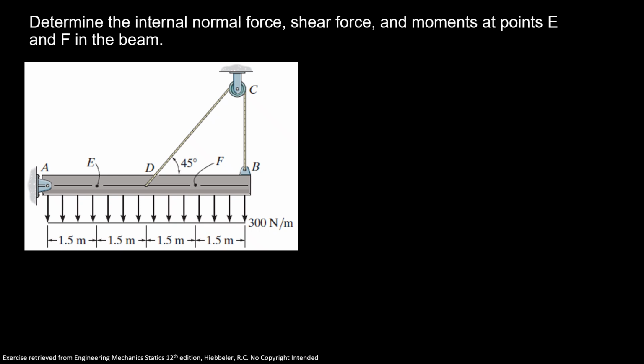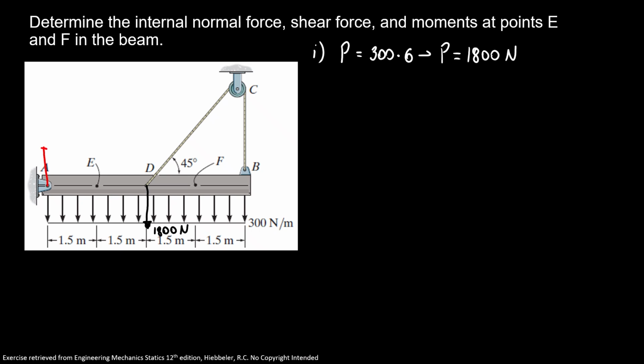Determine the internal normal force, shear force and moment at points E and F in the beam. First, we're going to start by finding the equivalent load for the 300 newtons per meter. So P is equal to 300 times 6. Here P is equal to 1800 newtons, our equivalent load, and since it's a rectangle it's going to apply at the middle, here. So here we have our 1800 newtons.